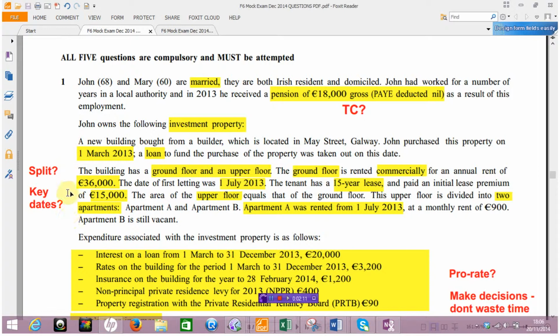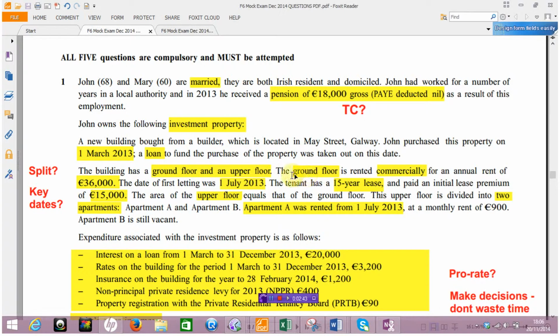It's a little bit tricky to deal with because it's dealt with in 2 separate parts. We see that he purchased the property in March 13, and not surprisingly a loan was taken out, a very common area within case 5 questions, particularly when there's a residential element, and we know that there's going to be some sort of restriction on the interest on that. What we have is a ground floor and upper floor, with each of the elements barring one being rented out.